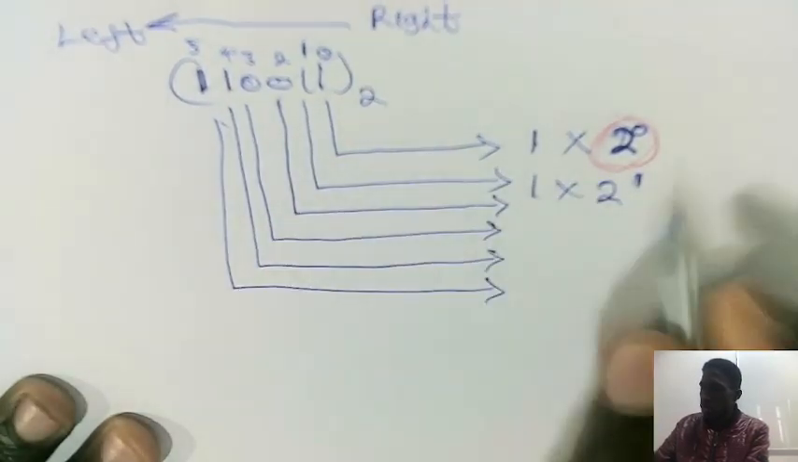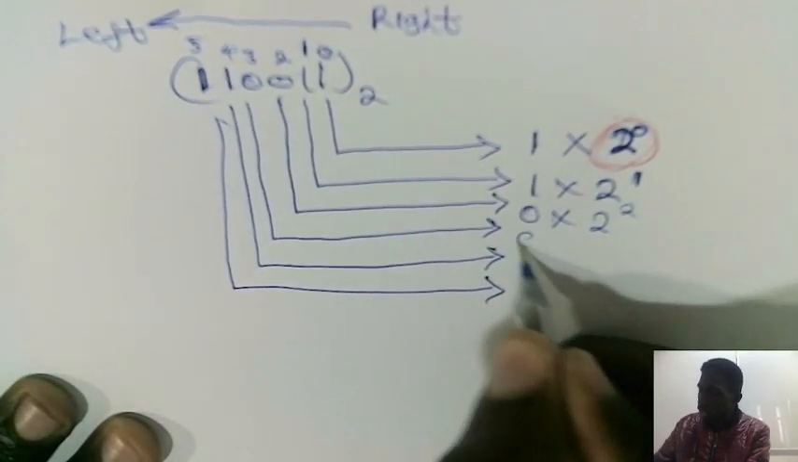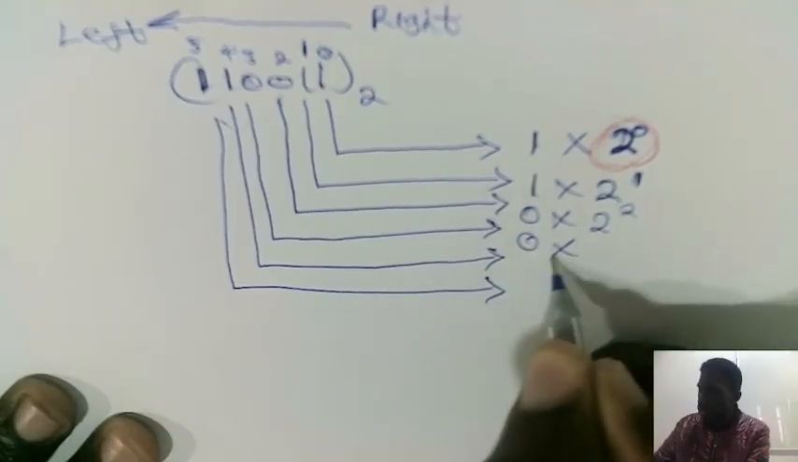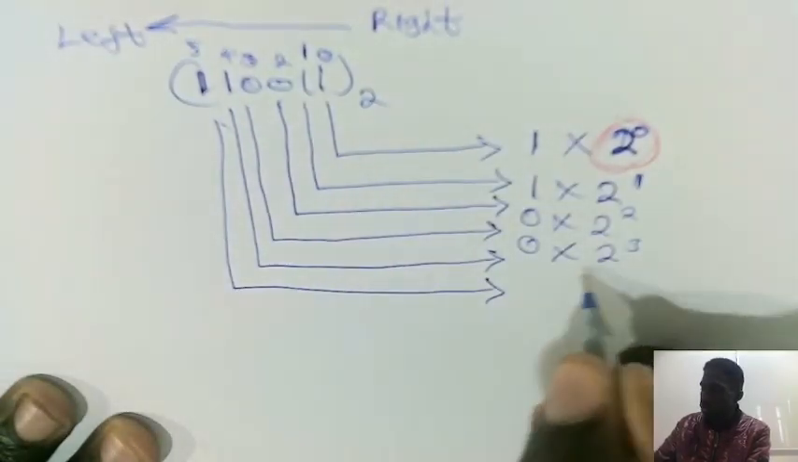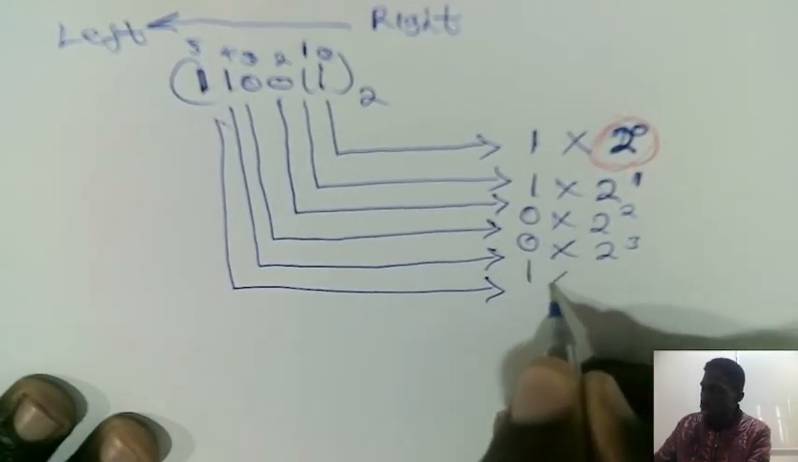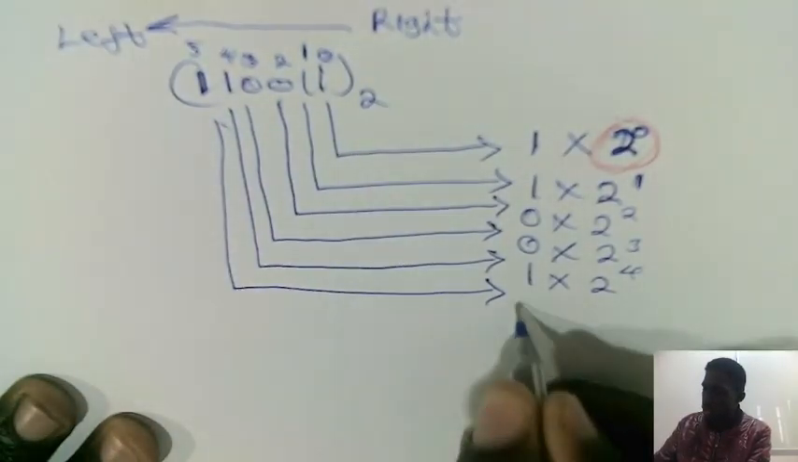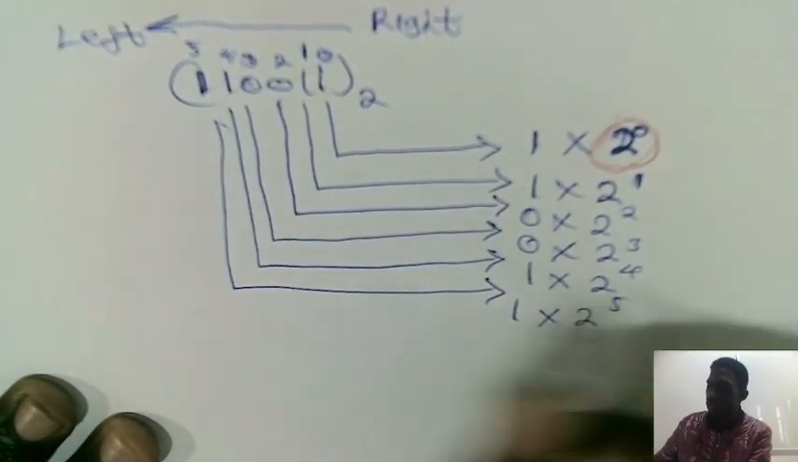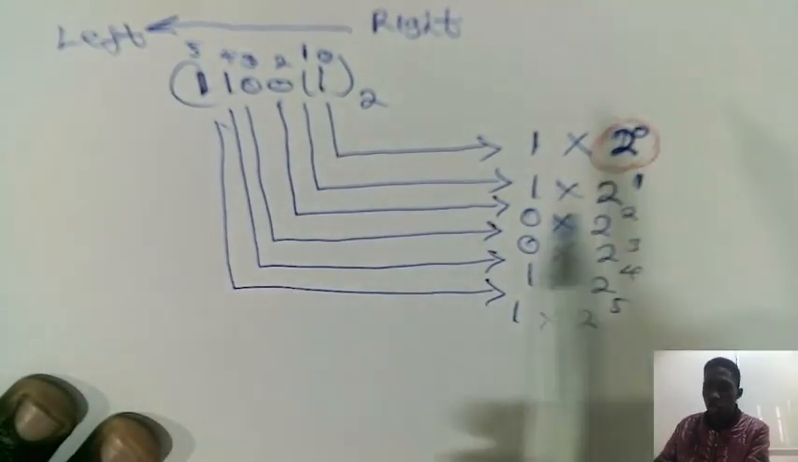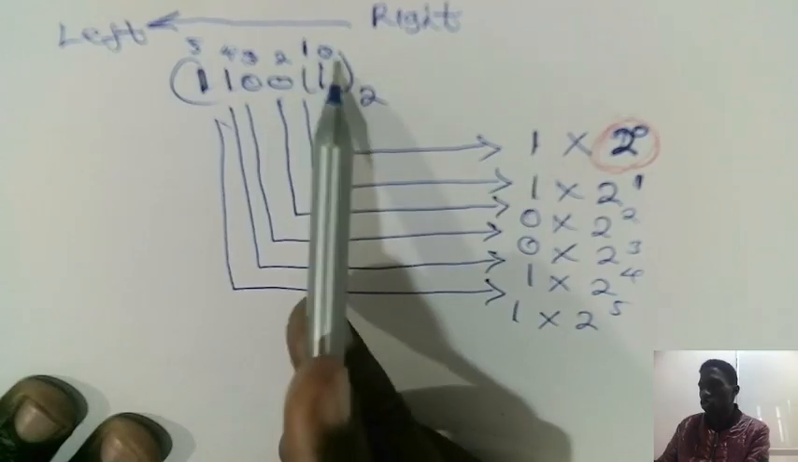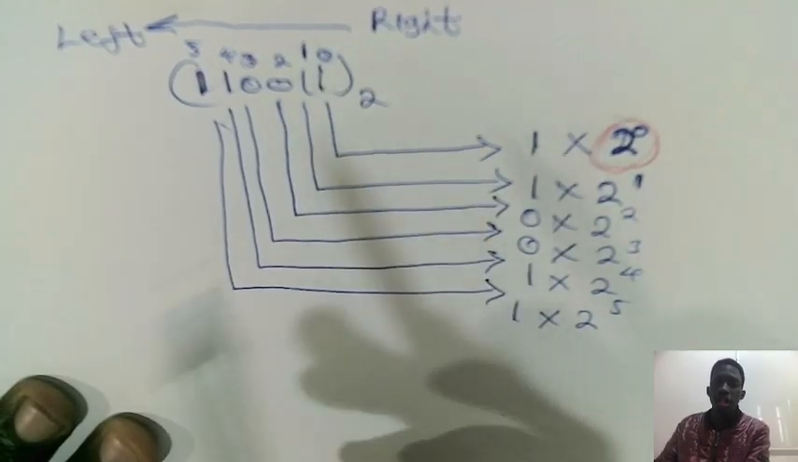So using that, here we have 0 times 2 to the power of 2. You have 0 times 2 to the power of 3. Then we have 1 times 2 to the power of 4, because 4 is the next one. And finally we have 1 times 2 to the power of 5. So you notice that the powers of 2 are just the numbers you gave each digit, starting from the right going to your left.